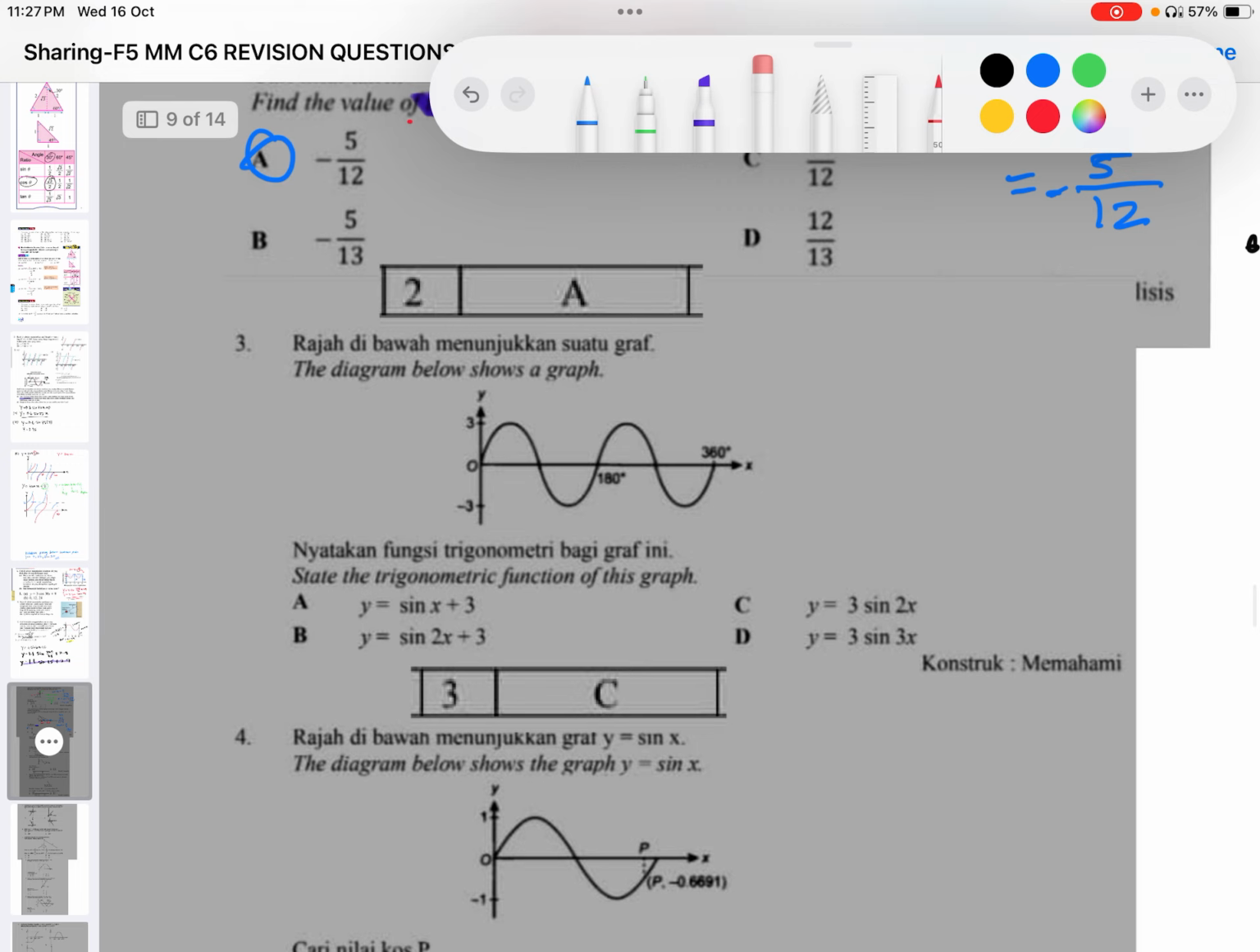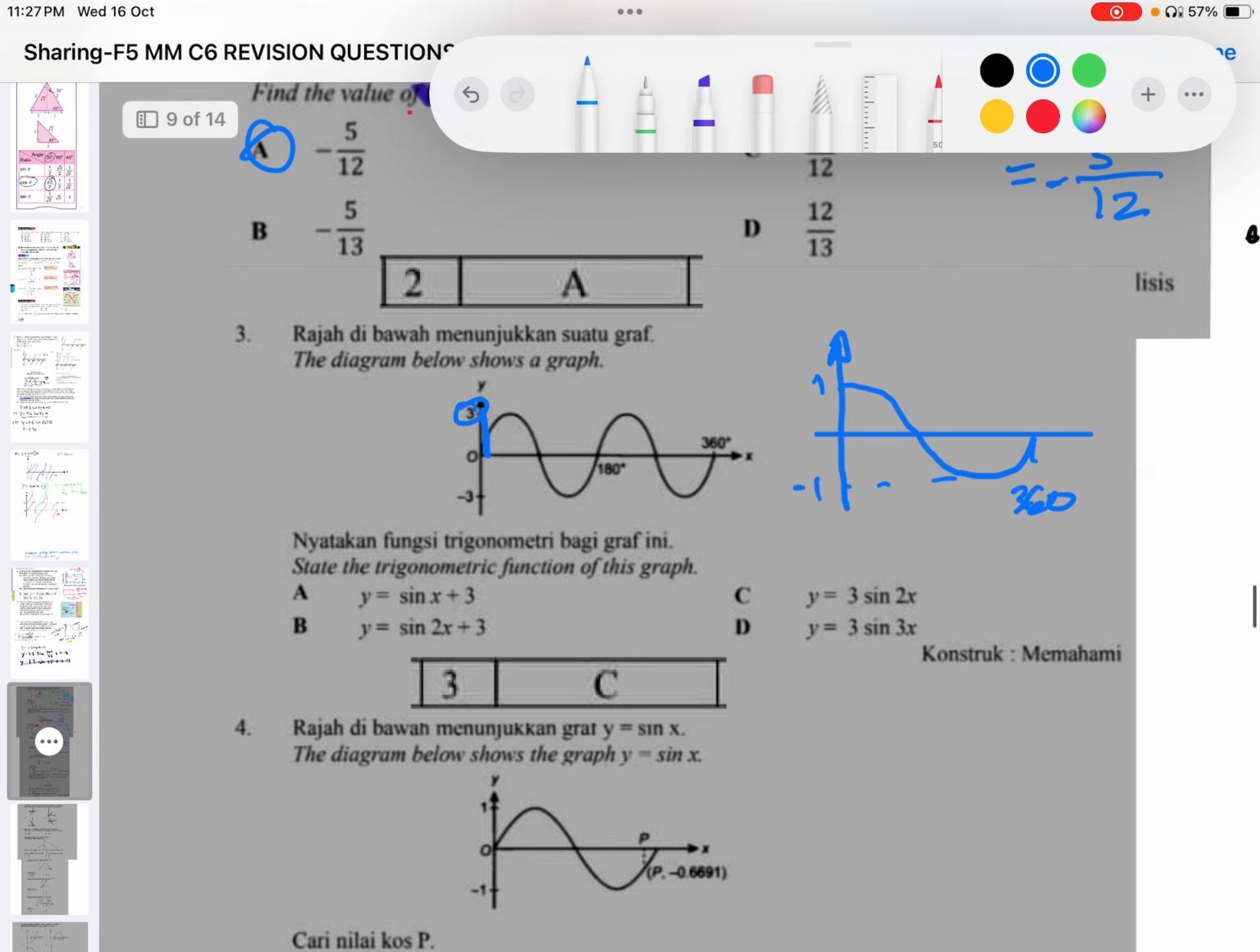Continuing on, the diagram below shows a graph. State the trigonometric function of this graph. First and foremost, the first thing I see is the amplitude. A normal sine graph will be looking like this, this will be 360, this will be 1, and this will be negative 1. Okay, so it adds up to 3.